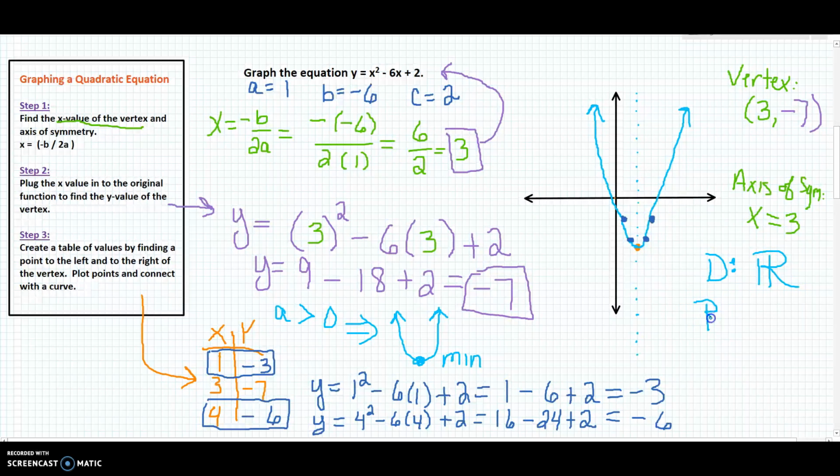And we need to learn the range. So in this case, my range starts right here at the y value of negative 7. And my parabola opens up. So y has to be greater than or equal to -7. Take a moment to pause the video and review our work.